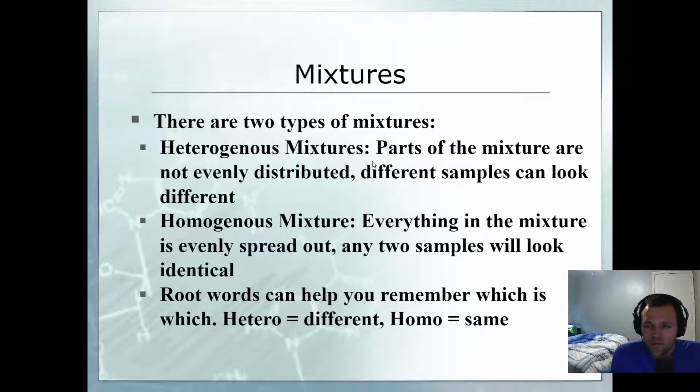All right, one step further away from the simplicity of elements and compounds are what's called mixtures. And we have two main types of mixtures. There are heterogeneous mixtures, which is where parts of the mixture are not evenly distributed, not spread out evenly. And if you take two different samples from different parts of the mixture, they can look different. Or homogeneous mixtures, which is where everything in the mixture is evenly spread out, and any two samples taken from anywhere in the mixture are going to look identical.